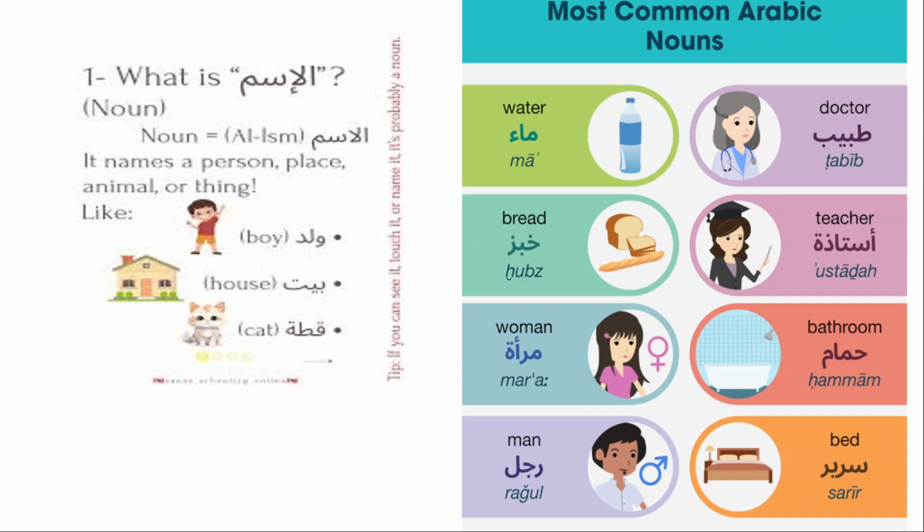So, for example, on the right hand side, if you start, doctor means tabib, teacher means ustada, this is a female teacher, bathroom is hammam, bed is sarir, then rajul is man, mar'a is woman, khubz is bread, ma is water. Alright, so these are the common Arabic nouns. We'll have to discuss each of these topics in a separate video because there are a lot of ins and outs of each topic. But on a high level, these are the most common Arabic nouns. For example, tabib, ustada, hammam, sarir, rajul, mar'a, khubz, and ma.